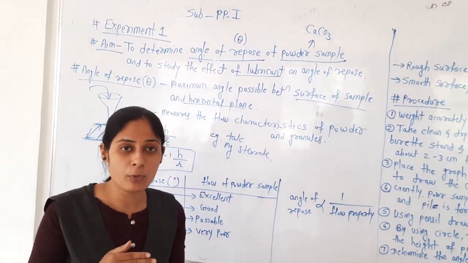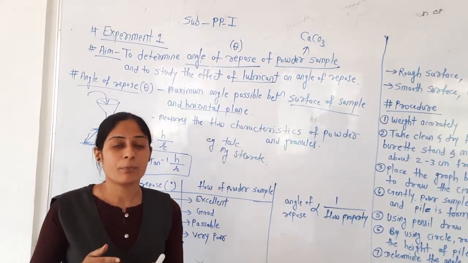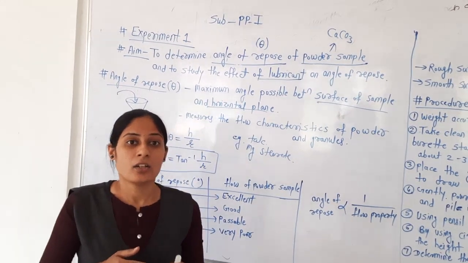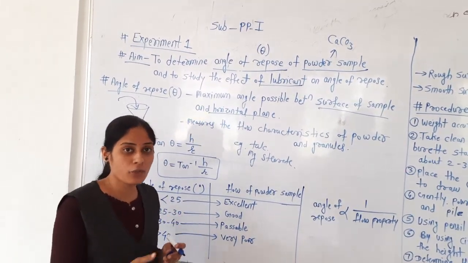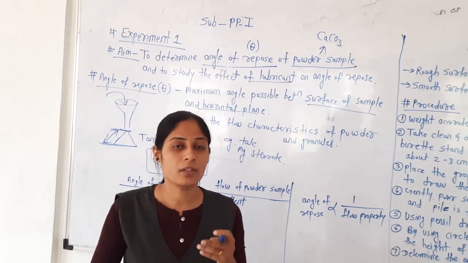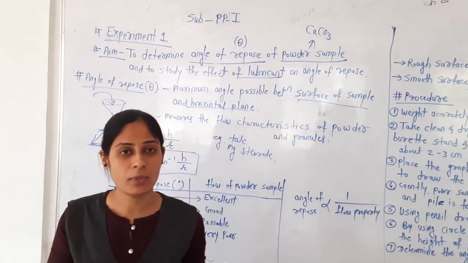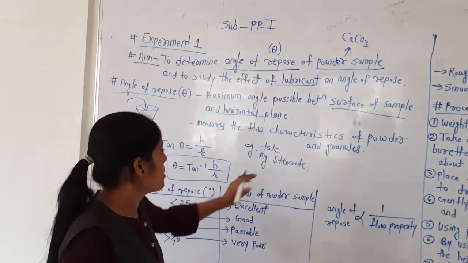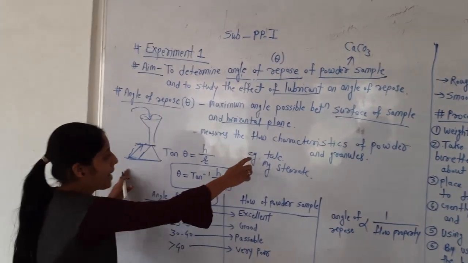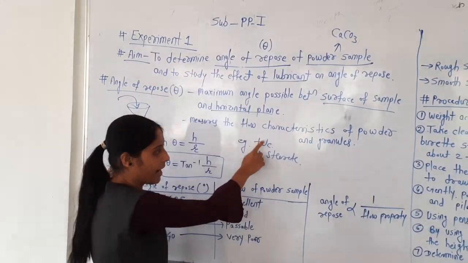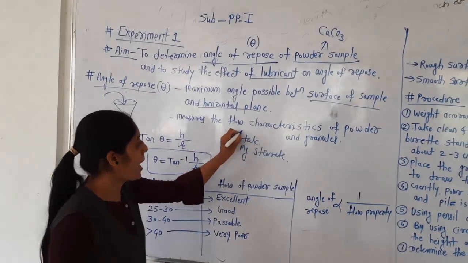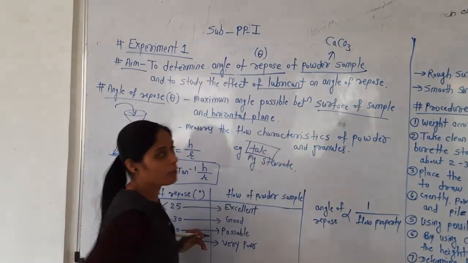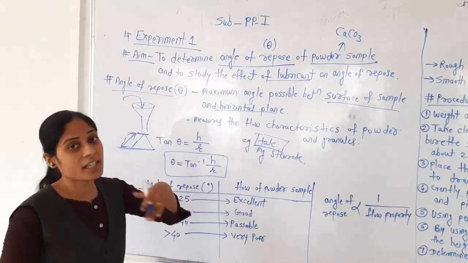When we improve the flow property of any powder sample, it means that powder sample is suitable for our formulations, or convenient to add in any formulation. If we have to prepare any formulation, we require a flowable powder sample. So in that we have to add talc or magnesium stearate. Either we can add the talc or magnesium stearate. We add the talc powder sample to the calcium carbonate, and then it increases the flow property.